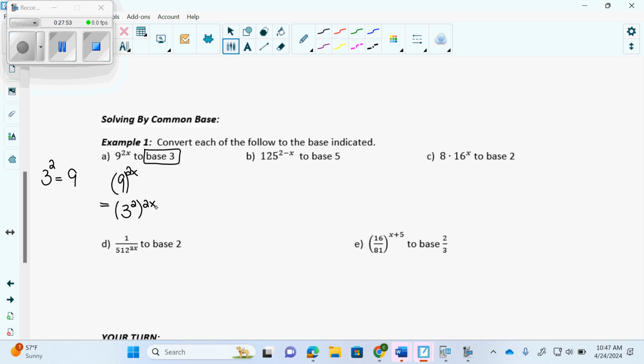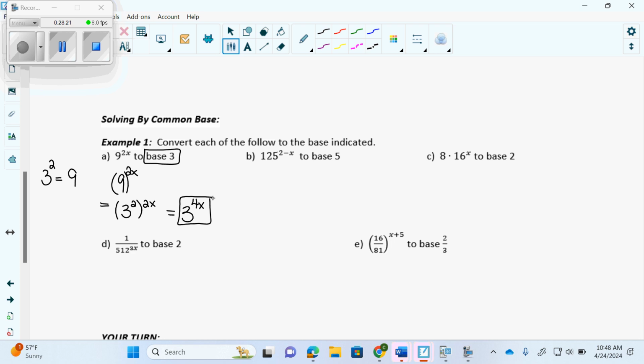Now when I have one base and 2 exponents, this is why we didn't need a whole heck of a lot more rules. When I have one base and 2 exponents, what do I do with those exponents? Multiply, times them. So I get 3 to the 4x. Done. Now 9 to the 2x is actually the same as 3 to the 4x. They are the same. They are equivalent. All right.